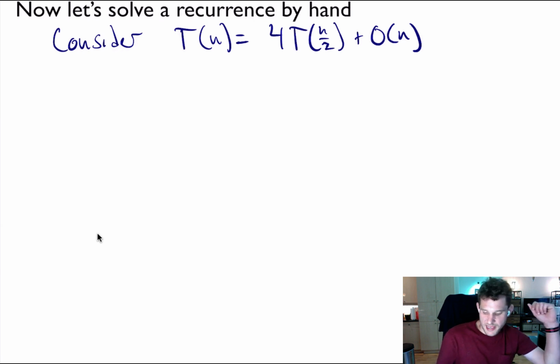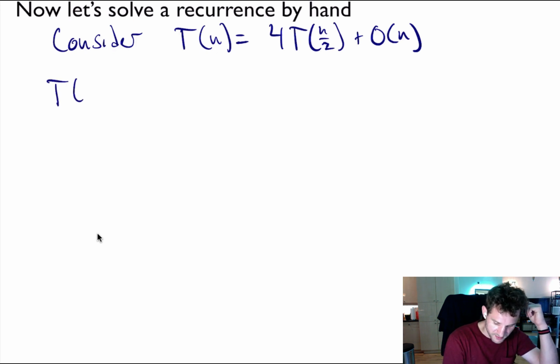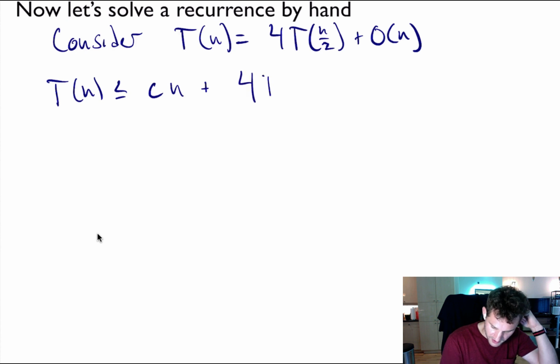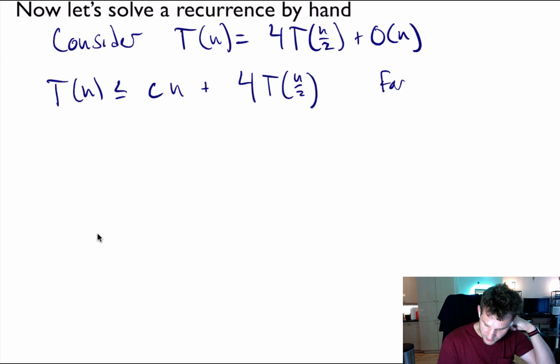To solve this by hand, let's observe a couple of things. Remember, what does this O(n) mean? It means that we can upper bound whatever this object is by some constant times n. So if we want to start to expand this, we can write T(n) is less than or equal to some c times n plus 4 times T(n/2), for some c bigger than 0.